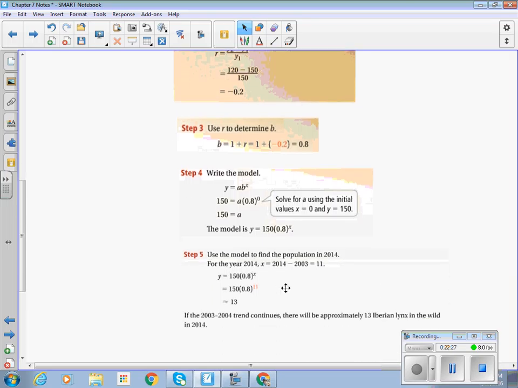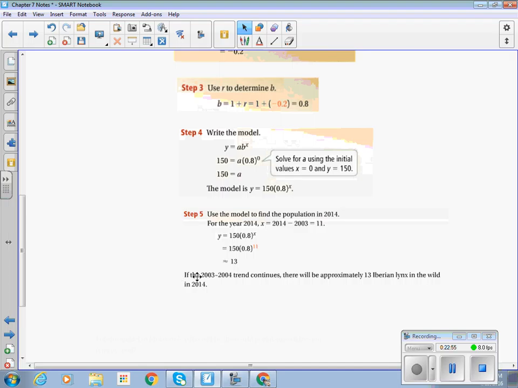We want to find out what the population is going to be in 2014. So we subtract 2014 minus 2003 to see how many years since 2003, and we get 11. So we are going to multiply 150 times 0.8 to the 11. We do this calculation in our calculator and we get 13. So if the 2003 to 2004 trend continues, there will be 13 Iberian Lynx in the wild in 2014.